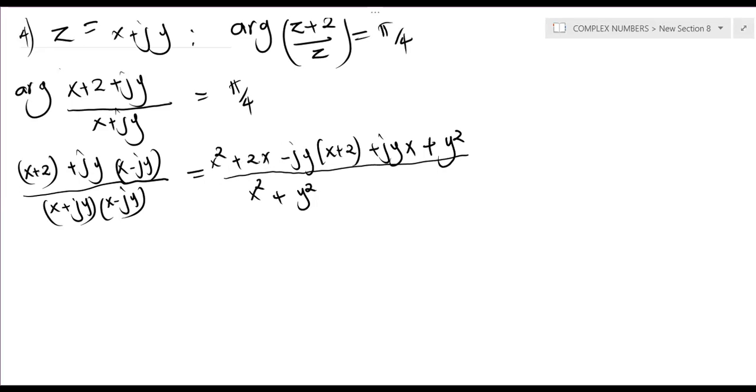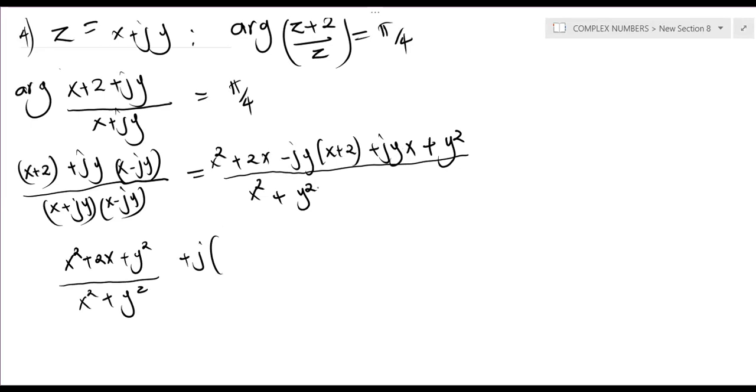So putting like terms together and trying to simplify, so that we can separate the real parts from the imaginary parts, I'm going to put all the real parts together on top. So I have x squared plus 2x, all the values without j, plus y squared. All this divided by x squared plus y squared, and then all the values with j. So let me have plus j out here.